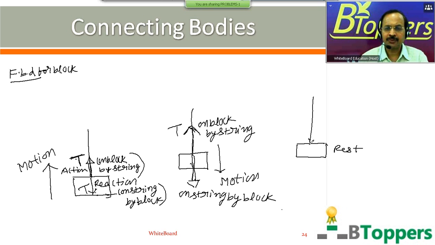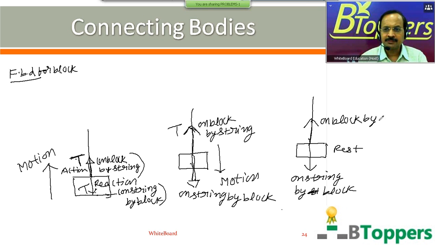Even in this case, when the block suspended by the string is at rest, the block pulls the string vertically upwards. So the block exerts a force on the string in the downward direction. So the force on the string by the block acts vertically downwards. So from Newton's third law, the force on the block by the string acts vertically upwards.